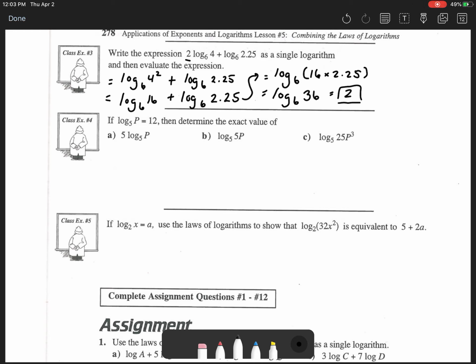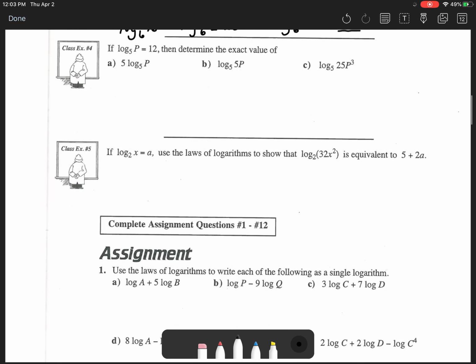So it didn't look like it was going to work out that nice in the middle of the question, but it did when I multiplied the 16 by the 2.25. All right, next question here. Now it says if log base 5 of p equals 12, so that's kind of the key to our puzzle, to determine the exact value.